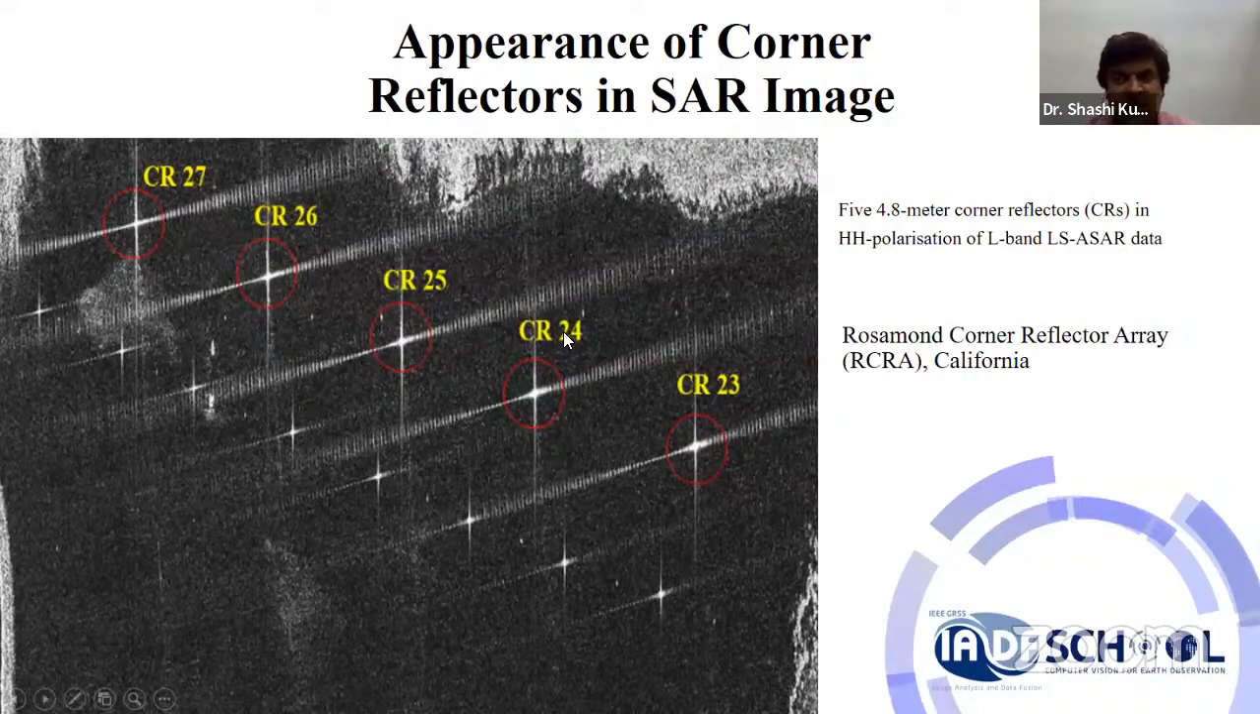And this image, this area is imaged with the help of the L-band UAVSAR sensor, that is the airborne sensor, which is acquired over the Rosamond corner reflector array. So, after getting the values, analysis is done, and the calibration constant is derived.